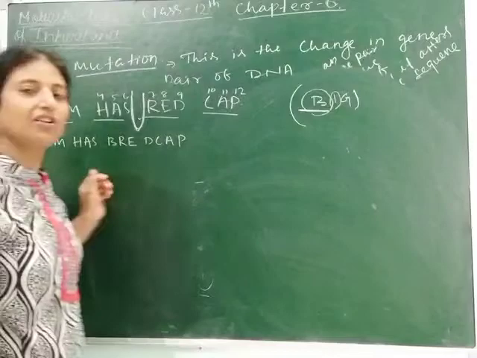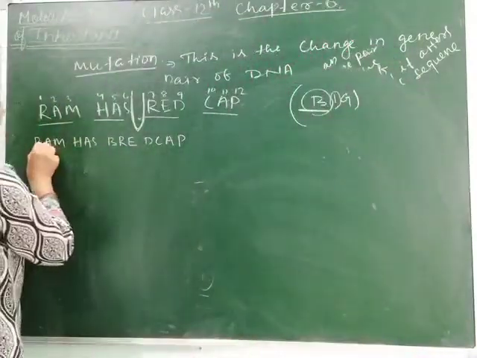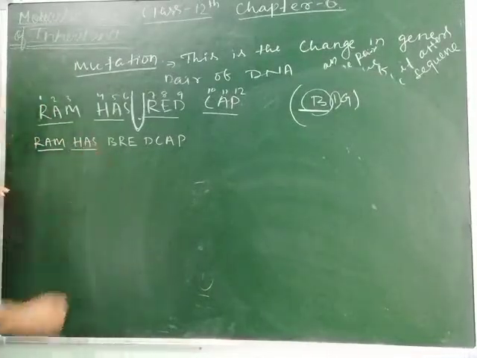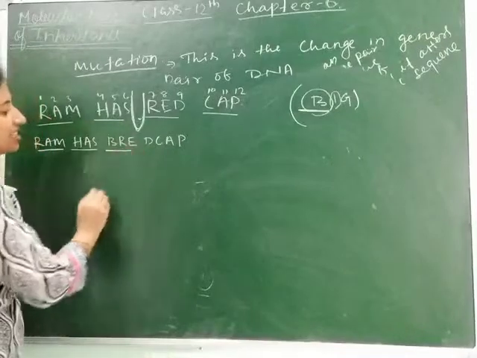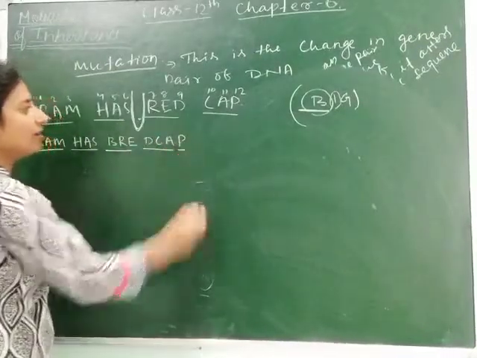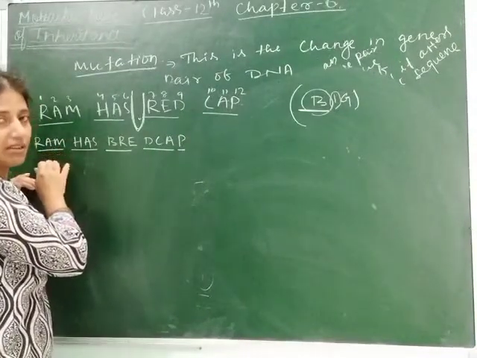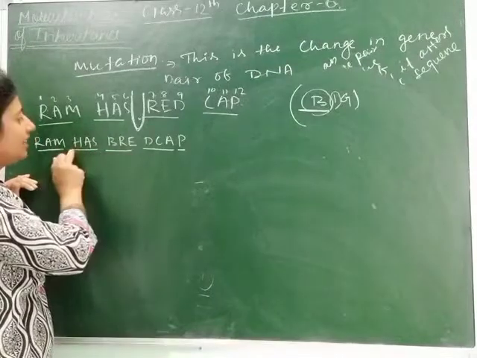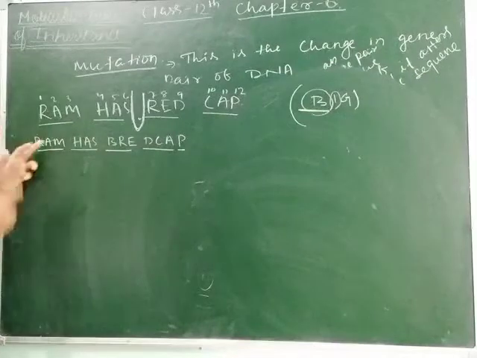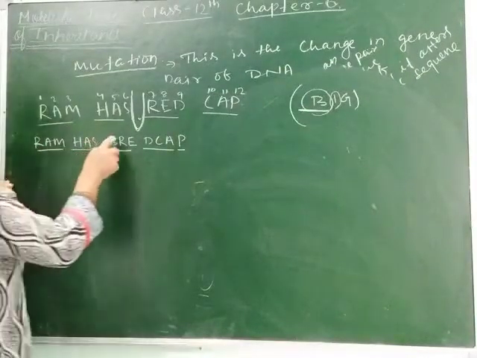Why do I write this? Because codons exist in triplets. So now let's make the triplets. Ram contains 3 letters. Has also contains 3 letters. BRE contains 3 letters. DCA contains 3 letters. P is alone, because we read the sequence from left to right, and 3 must be present because a codon is a triplet. So here the next letter we will put is I. Clear? So we will put I here.